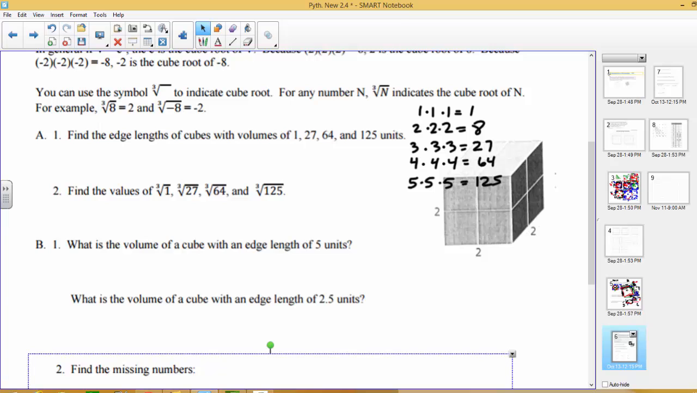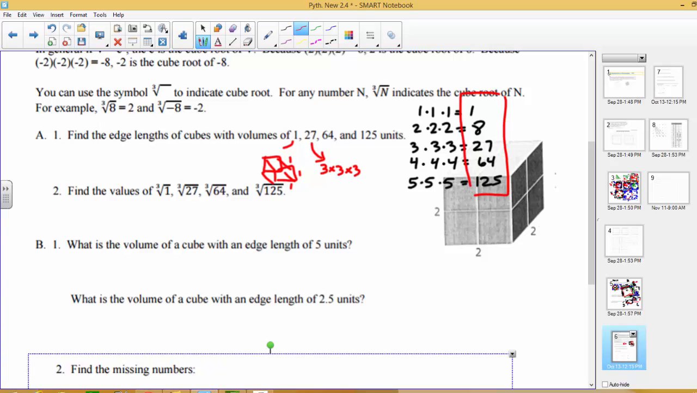So these numbers that I just wrote are all perfect cubes. So this would be a cube. That's a 1 by 1 by 1. This would be a cube. That's a 3 by 3 by 3. This would be a cube. That's a 4 by 4 by 4. And this would be a cube. That's a 5 by 5 by 5.